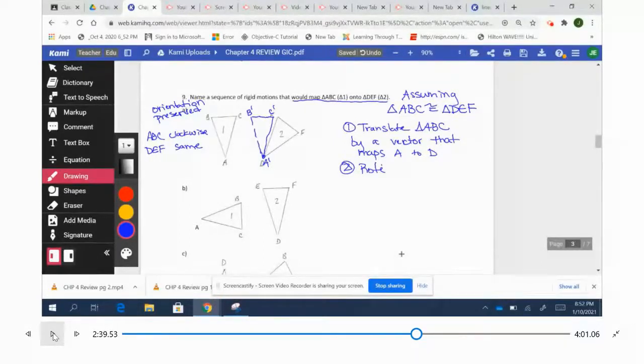All right, to finish this mapping, we have to rotate centered at D so we don't lose that matchup, so that B prime lands on E. Now we should mention center and angle.